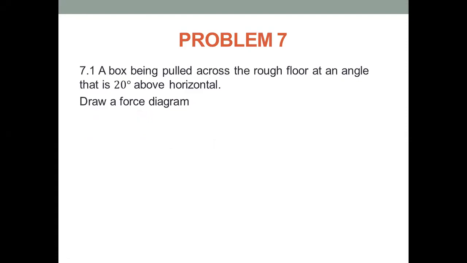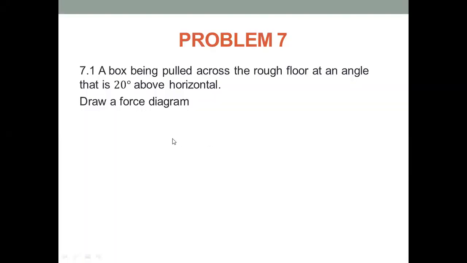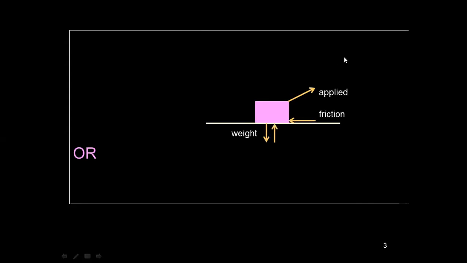So we need to draw here a force diagram. Rough surface means there is a frictional force. So as you can see, we have applied force acting 20 degrees above horizontal, frictional force opposing the motion. Then we have weight acting downwards and the normal force acting upwards.